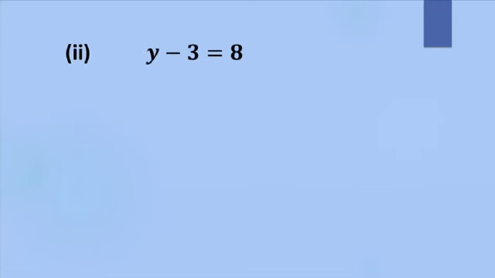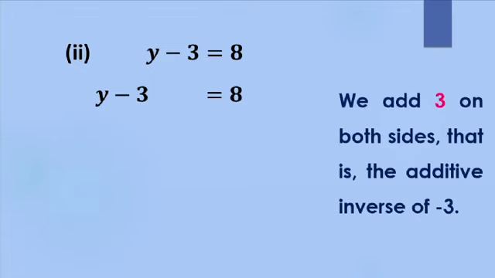Second example, y minus 3 equal to 8. Now the additive inverse of minus 3 is plus 3. So y minus 3 equal to 8, I write it down again, and I add the additive inverse of minus 3, that is 3, on both sides. So minus 3 plus 3 will cancel. I will have y equal to 11.